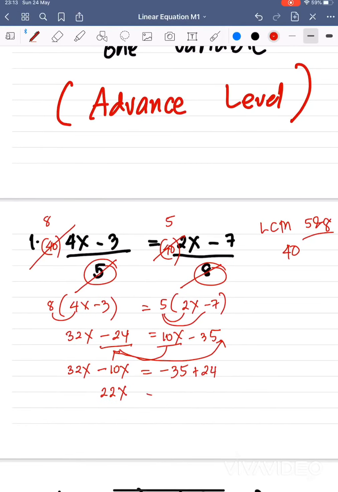That is equal to negative 35 plus 24, which is adding unlike signs, so it will become minus. So that is equal to negative 11. Since we have 22 as the coefficient of x, we will divide both sides by 22. This will be cancelled out, so x now is equal to negative 1/2.